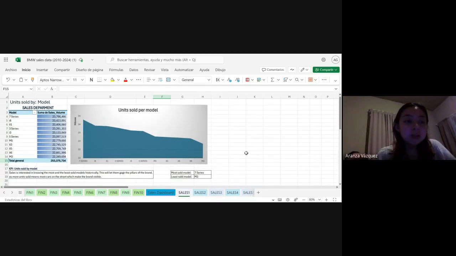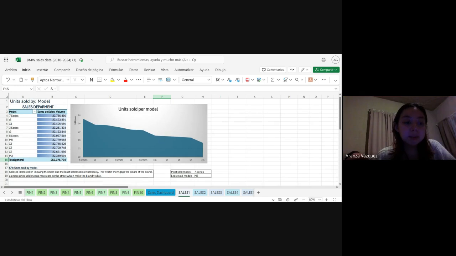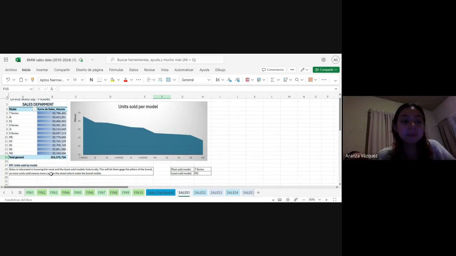Okay, here in sales, we have units sold by model. Sales is interested in knowing the most and least sold models historically. This will let them understand the pillars of the brand, as more units sold means more cars produced.